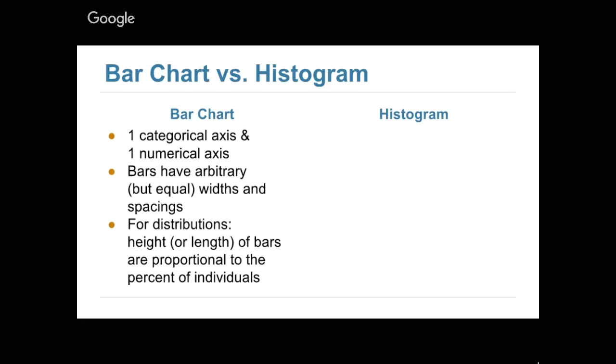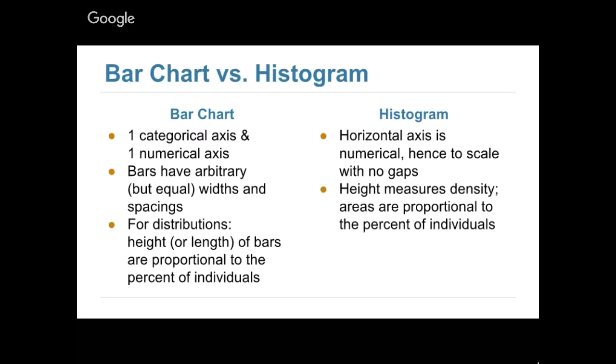Histograms, on the other hand, are used for numerical data. Okay? So when we draw a histogram, because the horizontal axis is numerical, there's no gap between 10 to 20 and 20 to 30 and 30 to 40. Because it's numerical, we draw without any spaces in between each bar. The height measures the density instead of the count or the proportion. The area is what measures the proportion. The area is what measures how many things fall into that bar. Okay?